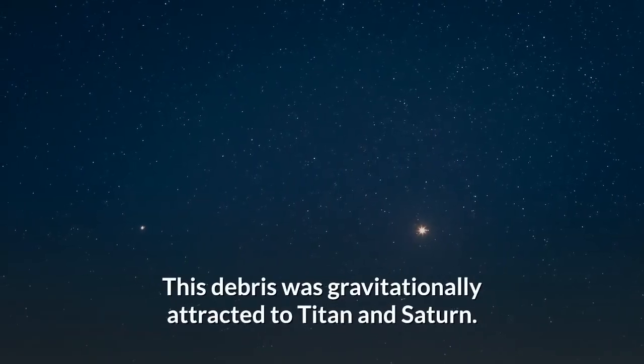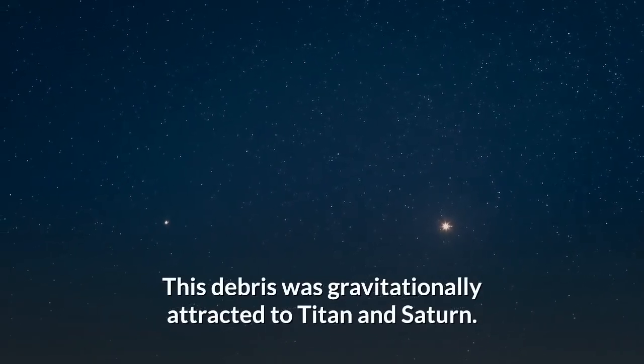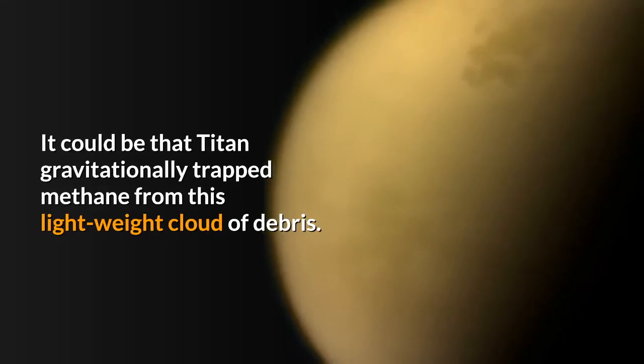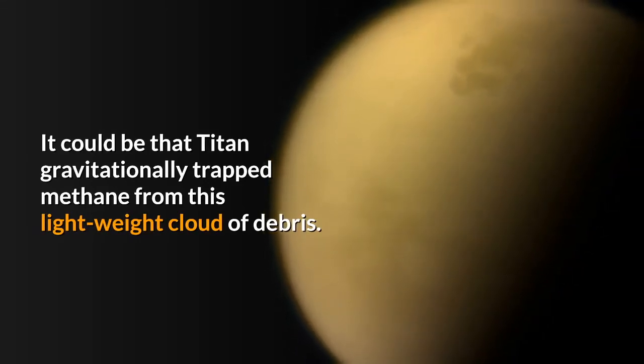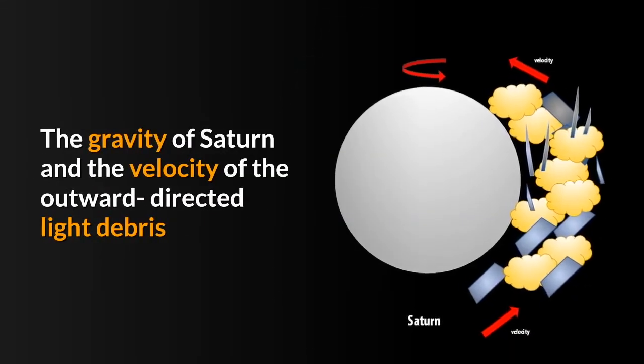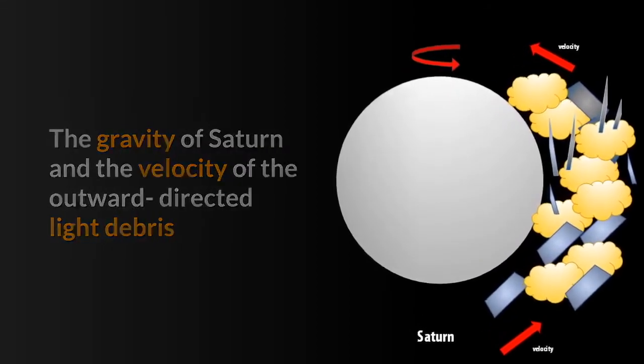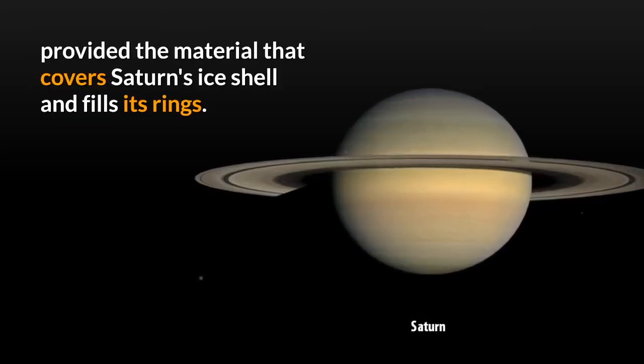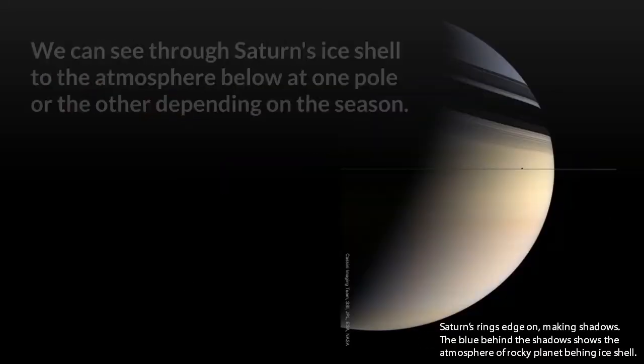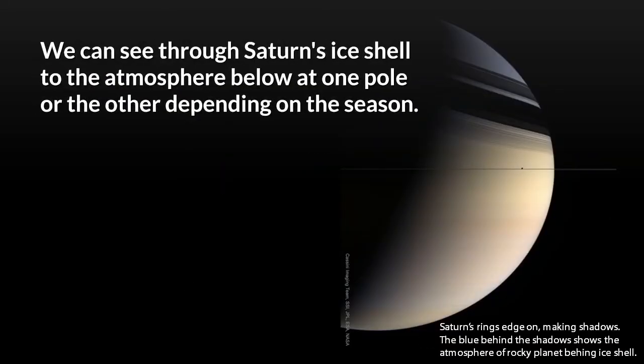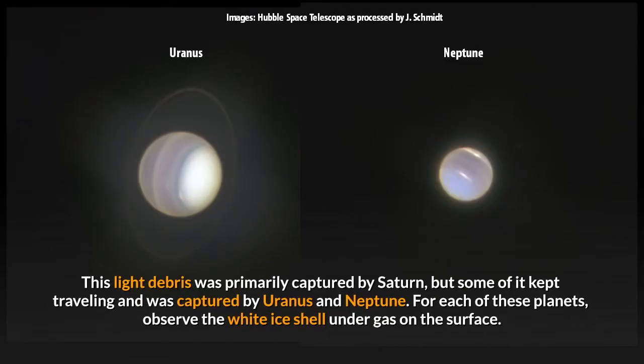This debris was gravitationally attracted to Titan and Saturn. It could be that Titan gravitationally trapped methane from this lightweight cloud of debris. The gravity of Saturn and the velocity of the outward directed light debris provided the material that covers Saturn's ice shell and fills its rings. We can see through Saturn's ice shell to the atmosphere below at one pole or the other depending on the season. This light debris was primarily captured by Saturn, but some of it kept traveling and was captured by Uranus and Neptune. For each of these planets, observe the white ice shell under gas on the surface.